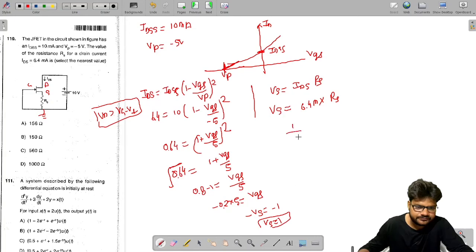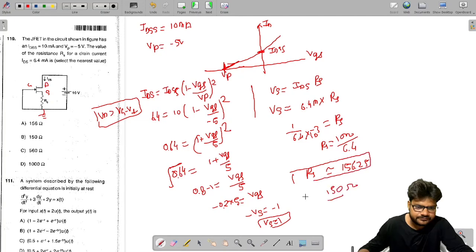So VS is 1, so 1 by 6.4 into 10 to the power minus 3 is going to be RS. So RS is going to be 1000 divided by 6.4. Let me see the calculation. So RS is coming 156.25. So the nearby option is 150. So RS is 150 ohm. So the correct option will be B.